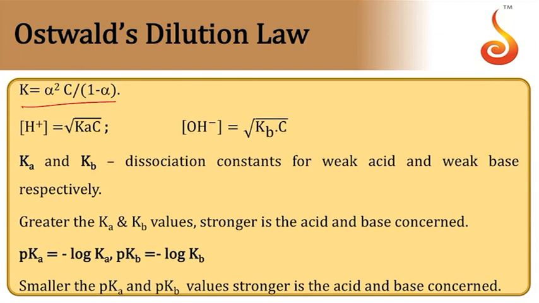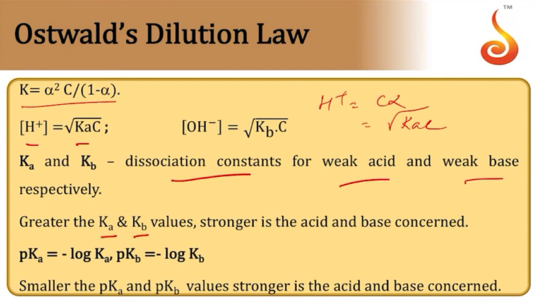By applying Oswald's dilution law for a weaker acid and weaker base, we are going to get formulas. H plus is equal to root of Ka C. H plus will be equal to C alpha, also equal to the square root of K into C. Similarly, for a weaker base, OH minus will be equal to C into alpha, or else root of Kb into C. Here Ka and Kb are the dissociation constants of the weaker acid and weaker base. And if the value of Ka, Kb is higher, it means it is going to be a stronger acid.